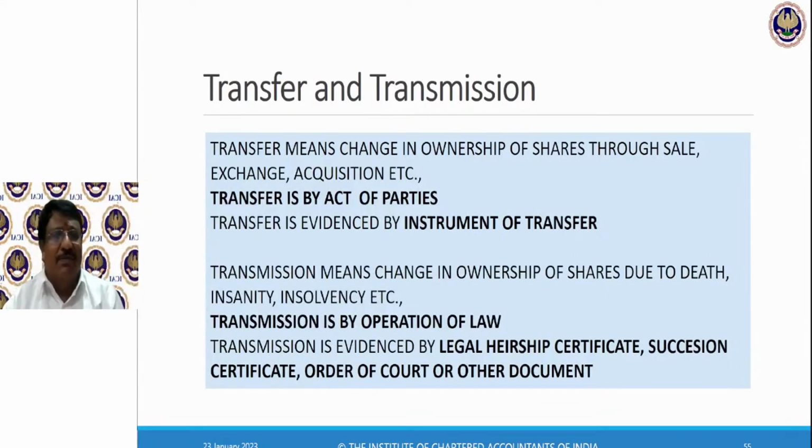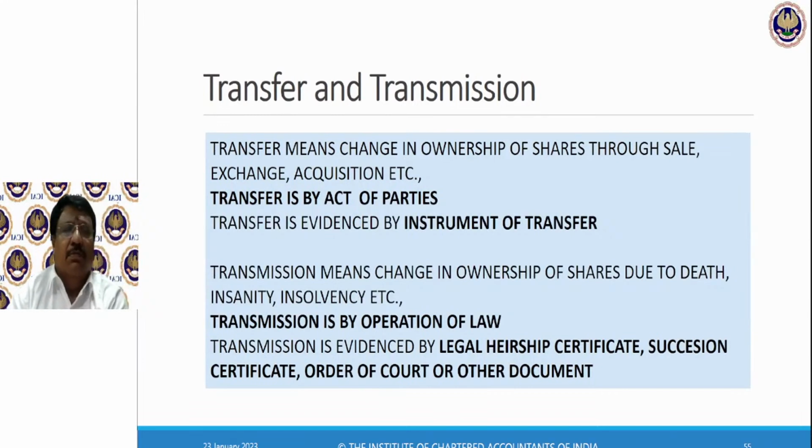That is called transmission. That event could be death, insanity, or insolvency. Transfer means no event. Parties decide to transfer, by volition. By act of the party, it happens. Transmission happens very rarely.